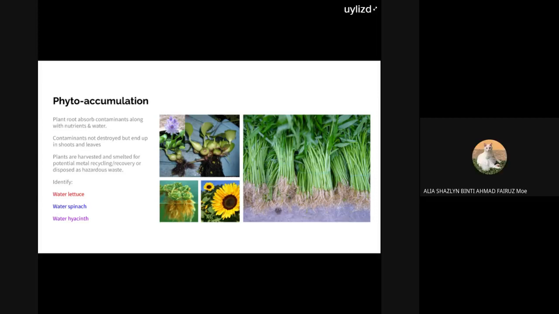Okay. Ya Alia? Cikgu, saya nak tanya yang dia cakap plants are harvested and smelted for potential metal recycling. So that means the plant itself is going to be macam smelted lah. Betul. And then keluar the metal. Oh wow. Okay.